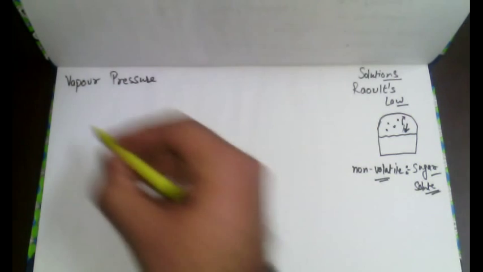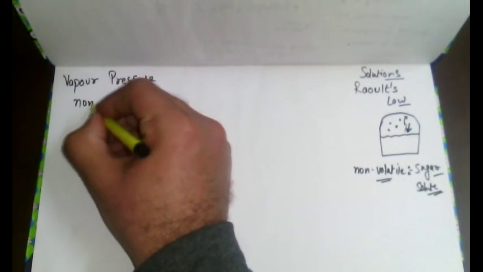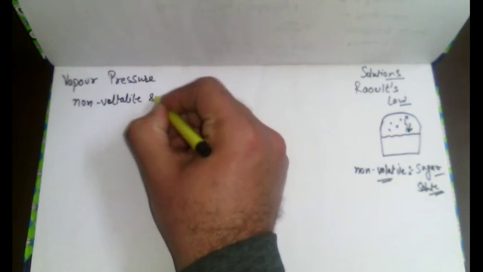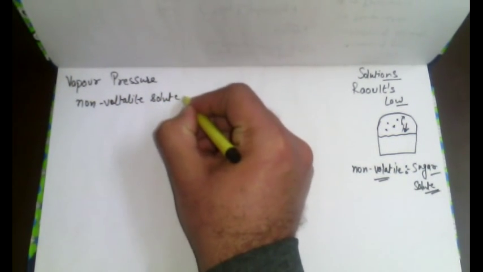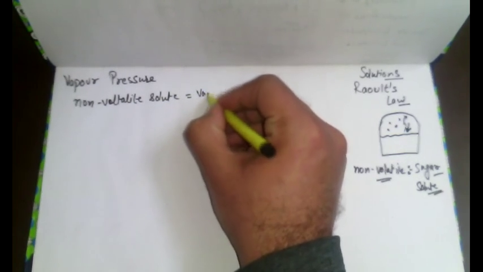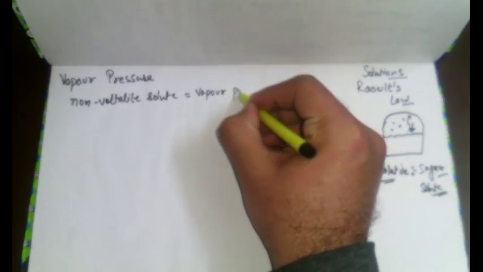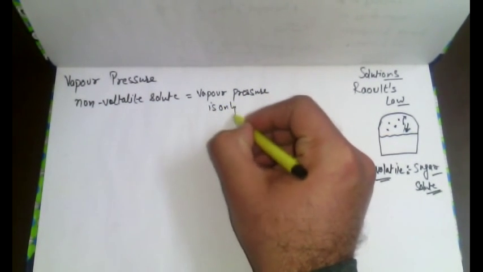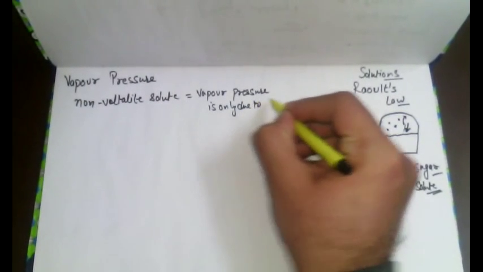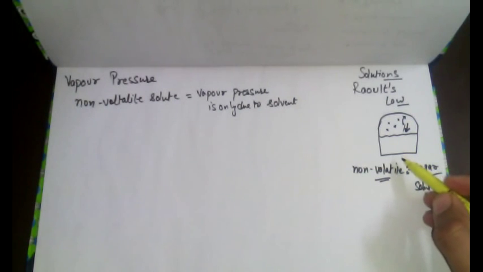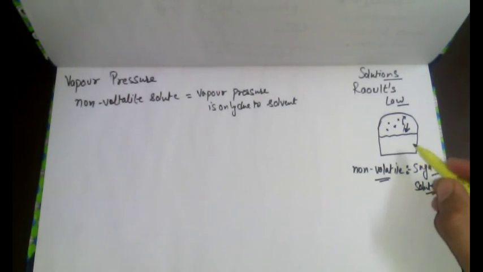So when we add a non-volatile solute, we say that the overall vapor pressure is only due to the solvent. Why is it so? Because the solvent is water, which is volatile in nature, which can evaporate.